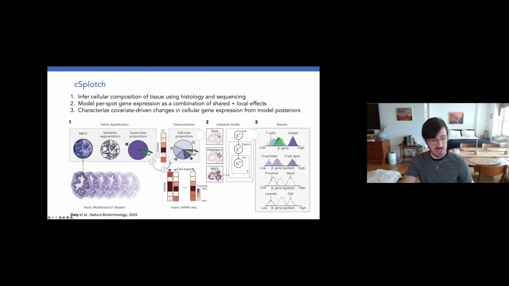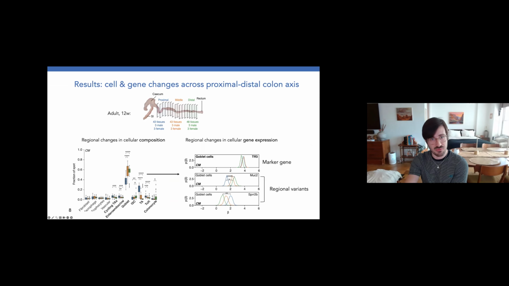Instead of moving through the colon crypt, we might move at an organ scale and say, are goblet cells in the distal colon behaving differently than in the proximal colon? Or ultimately, most interestingly, how does age affect this? Are old goblet cells in a certain niche expressing genes differently than young goblet cells? So we were ultimately characterizing covariate-driven changes in gene expression, where the most interesting covariate is age. And I can show a couple of results from this specifically.